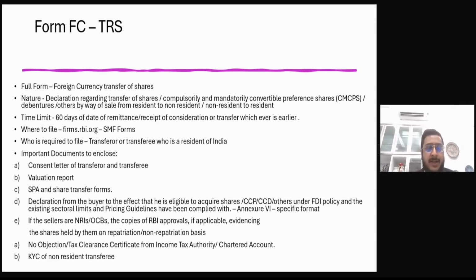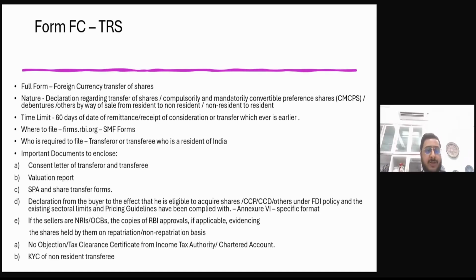Now, when is it required to be filed? If there's a transfer of shares from a resident entity to a non-resident entity of the shares of a company resident in India, Form FCTRS will have to be filed. And who will have to file Form FCTRS? The transferor or the transferee who is a resident of India. The form has to be filed online on the FIRMS portal. It has to be filed within 60 days of the date of remittance or receipt of consideration.